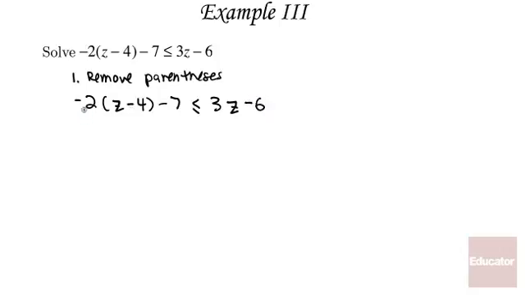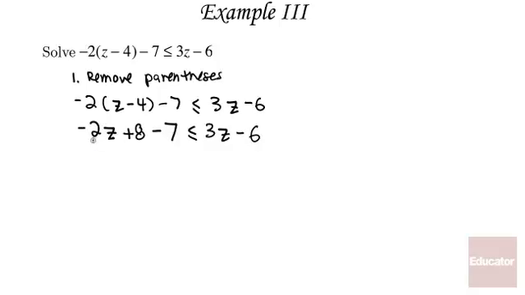Okay, distributive property. I'm going to multiply each term inside the parentheses by negative 2. So that's going to give me negative 2z, and then negative 2 times negative 4 is plus 8. And then I rewrite the rest. Minus 7 is less than or equal to 3z minus 6.